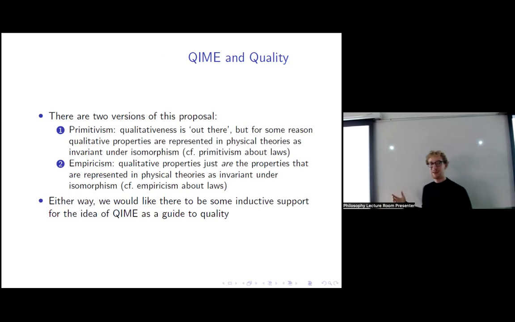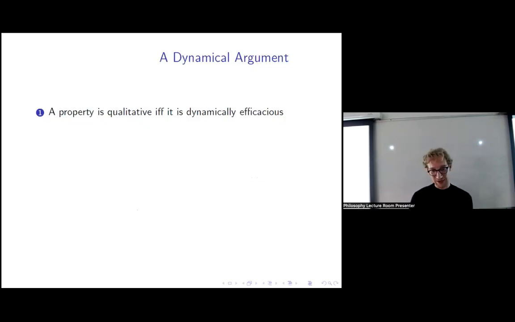It's hard to think about why we would believe those things. So I do think there is an argument to motivate either primitivism or empiricism. I think the argument is neutral between those two views. But the argument might be controversial in itself, so we'll see. So here's the argument. The first premise would say a property is qualitative if and only if it is dynamically efficacious, right? It plays a dynamically relevant role within the theory. So why would we think this?